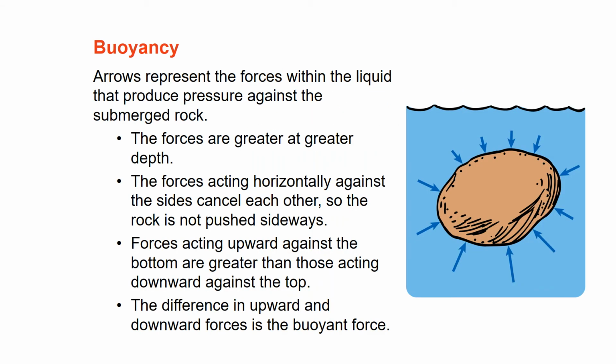Arrows represent the forces within the liquid that produce pressure against the submerged rock. Notice that the forces are greater at greater depths, obviously. The forces acting horizontally against the sides cancel each other, so the rock is not pushed sideways. Forces acting upward against the bottom are greater than those acting downward against the top. The difference in upward and downward forces is the buoyancy force.